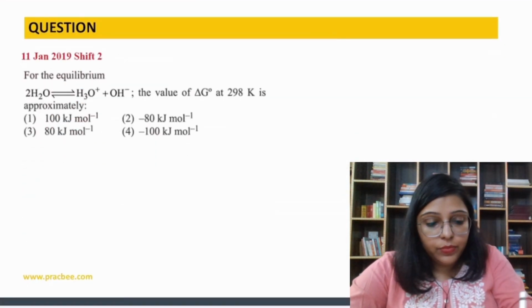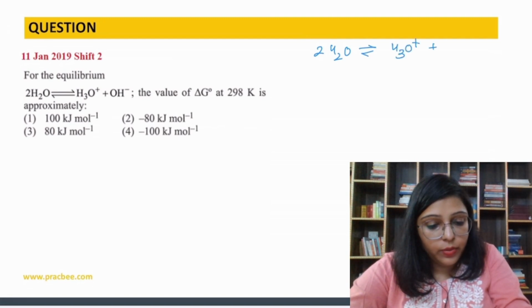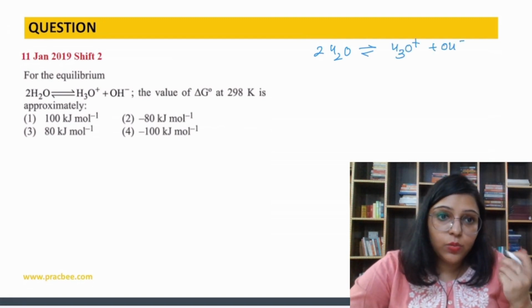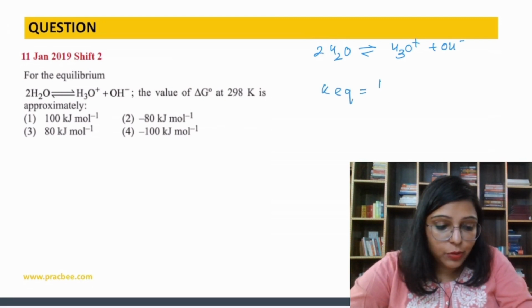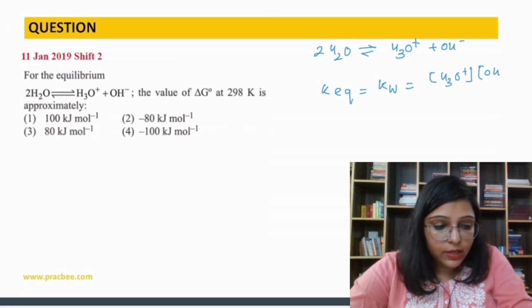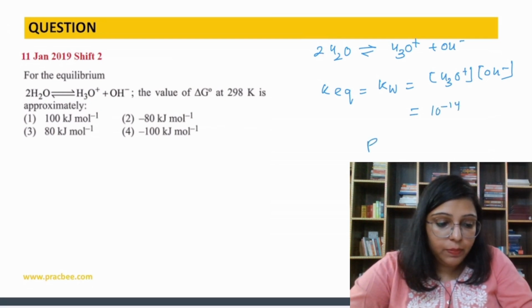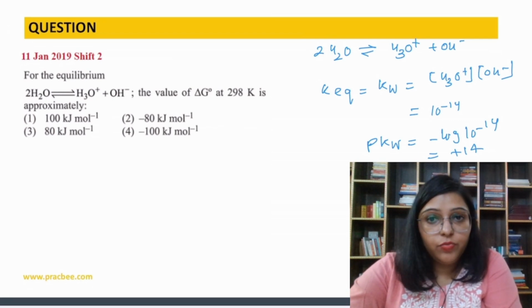For the equilibrium 2H2O gives H3O positive and OH minus. See, this is autoprotolysis of water, and here K equilibrium is basically equal to Kw, which is H3O positive and OH minus, right? And the Kw value is 10 to the power minus 14 and the pKw value is minus log of 10 to the power minus 14, which is going to be plus 14. Okay, the pKw value is 14.